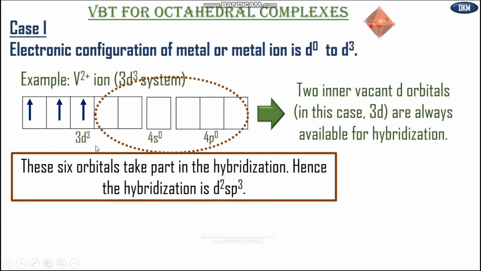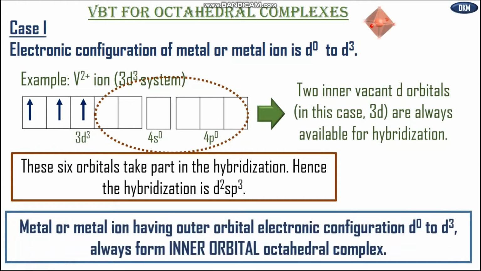So, we can say metals or metal ions having outer electronic configuration d0 to d3 always form inner orbital octahedral complexes.